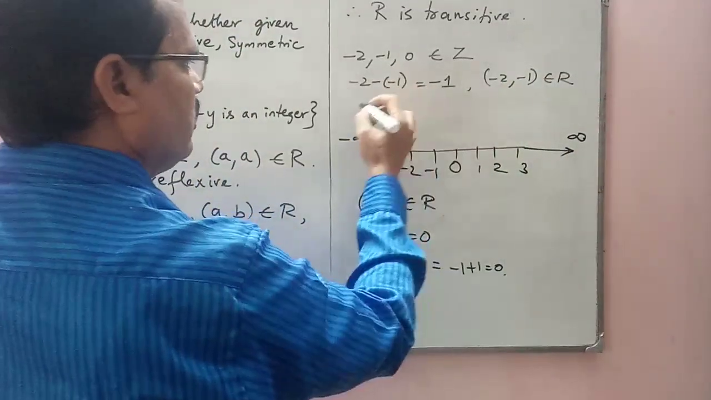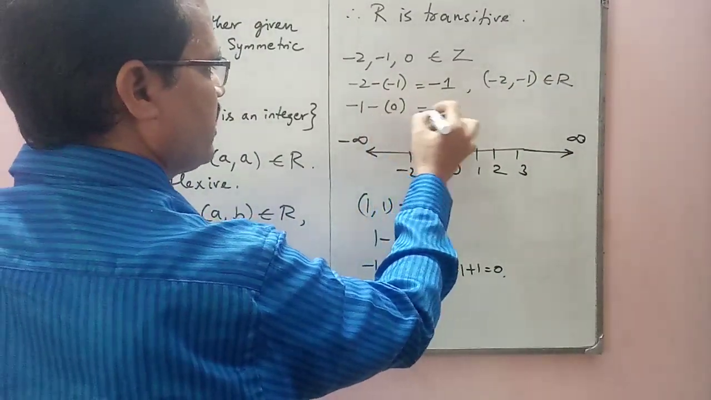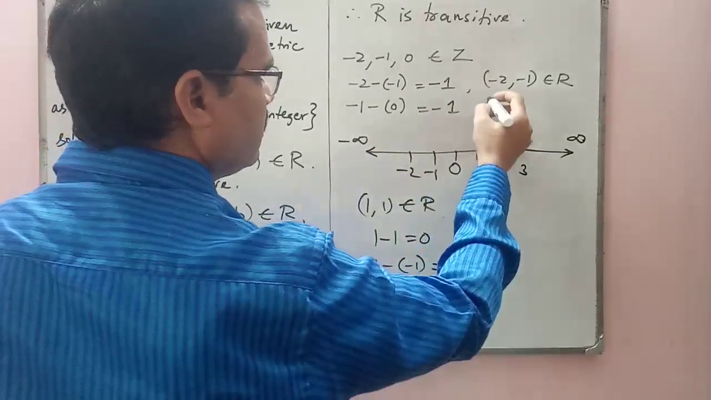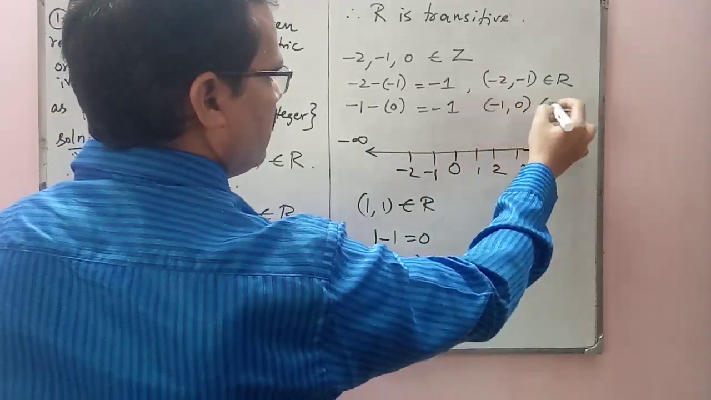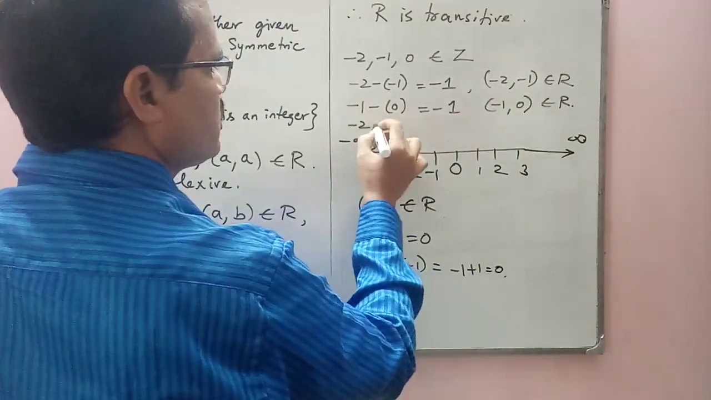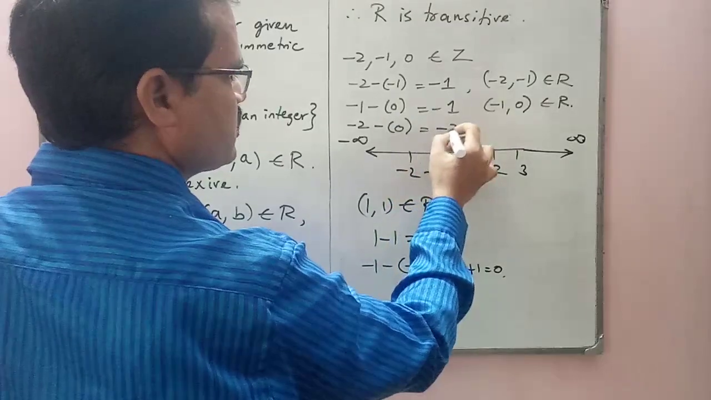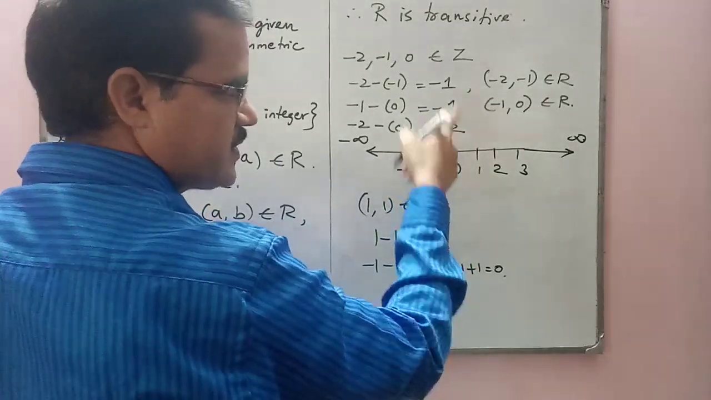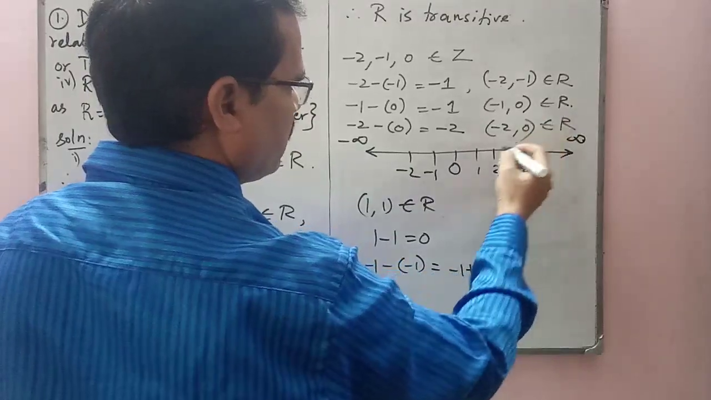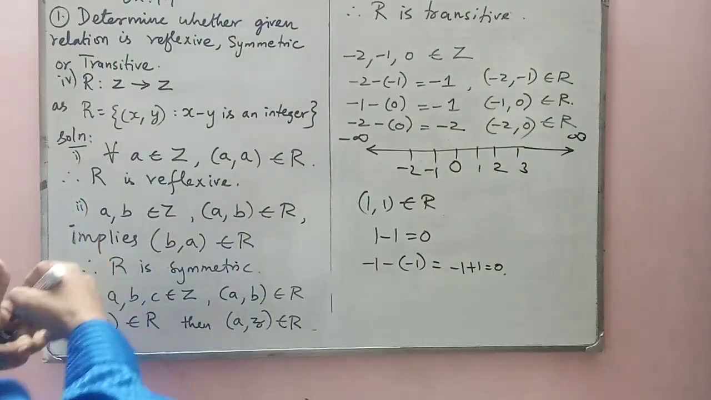Now minus 1 and 0. Minus 1 minus of 0 is minus 1, which belongs to R. Don't look only at the numbers and assume the answers are correct; don't take it in a wrong way. Now you have to check minus 2 and 0. Minus 2 minus 0 will be minus 2. Yes, it is also an integer. So (minus 2, 0) belongs to R. Therefore, this is transitive.